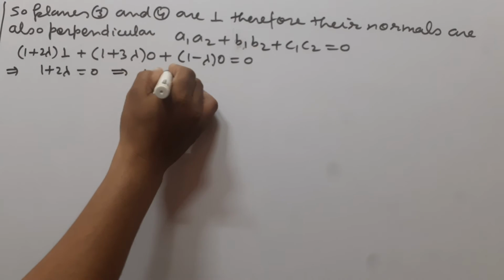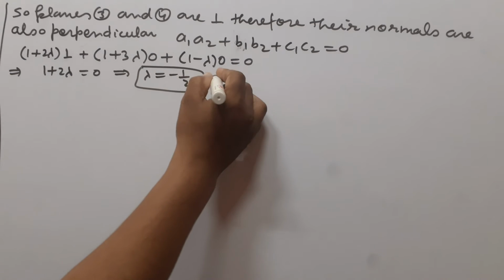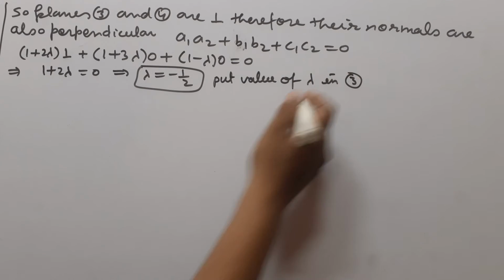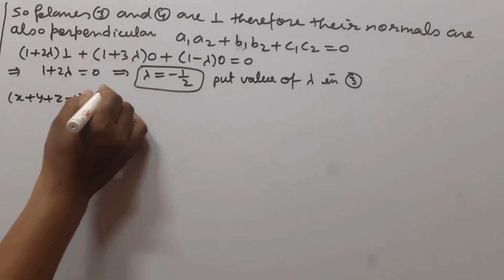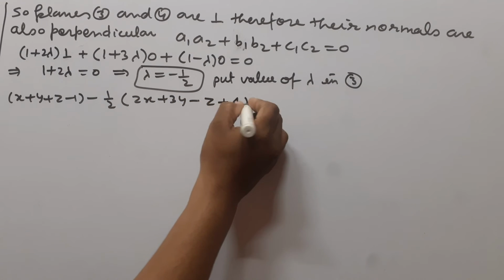So from here we write lambda is equal to minus 1 by 2. Now we put the value of lambda, that is minus 1 by 2, in equation third. We get the required plane which is passing through the line of intersection of given planes 1 and 2 and parallel to the x-axis. So we put the value of lambda in third. So we get x plus y plus z minus 1 by 2 multiplied by 2x plus 3y minus z plus 4 equal to 0.